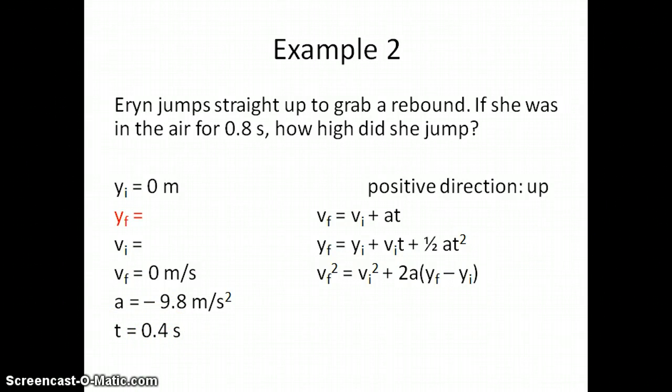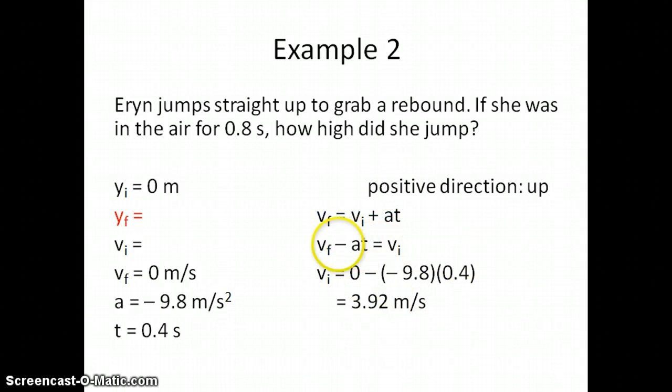Now let's look at our tools here. None of these actually are going to help us solve the problem directly, because all of them have your initial velocity, which is something that we don't have. So we're going to have to do another step to find out how high Erin jumps. So we're going to choose the little equation right here to find our VI. So we just rearrange to find our initial velocity, and then we just start plugging because we have everything else.